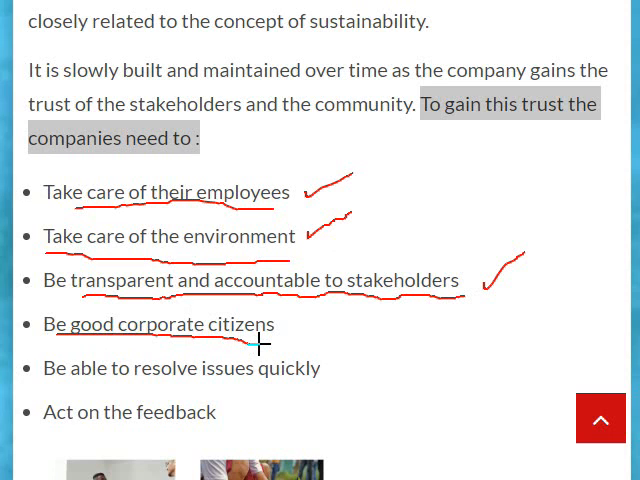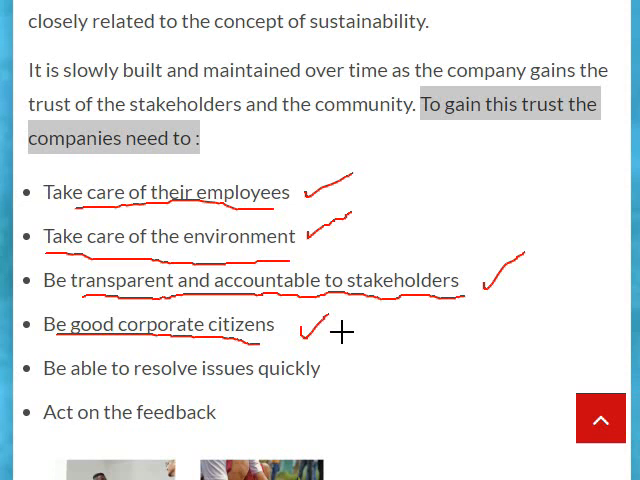The fourth is be a good corporate citizen. So you need to pay your taxes on time. Some businesses in the past, and they still do, outsource their work to countries where the labor laws are not very strict. In the context of sustainability, human rights and fair business practices, it is now generally seen as a bad business practice to outsource your work to countries where the labor laws are not strict enough.